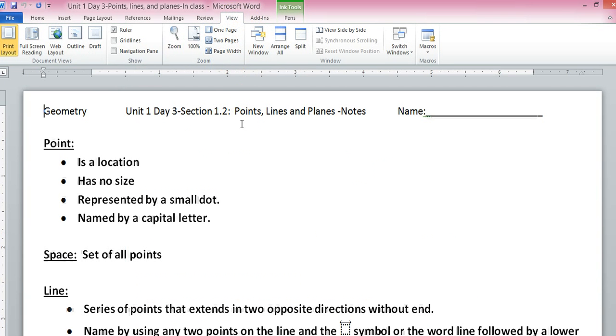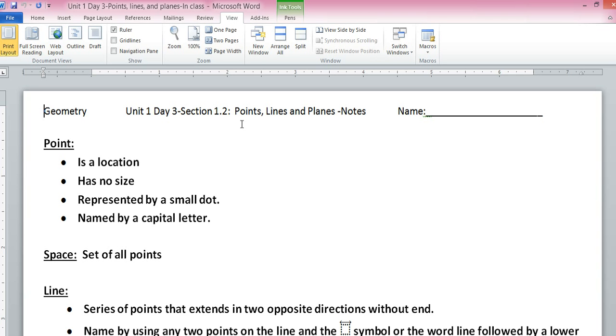Today we're going to talk about section 1.2, which involves points, lines, and planes. A couple of things that are important. One, knowing the definition and what each are is probably the most important. But at the same time we have to know how to name these properly when it comes to doing proofs in the future. So pay attention to both the definition and the ways of naming certain things.